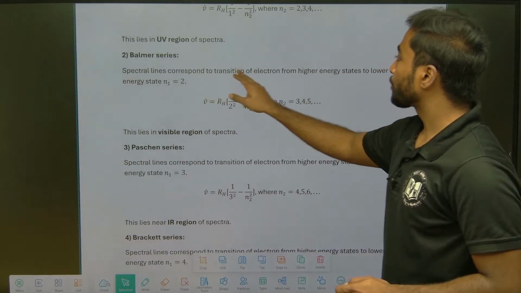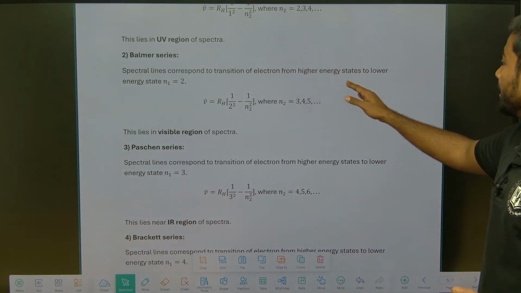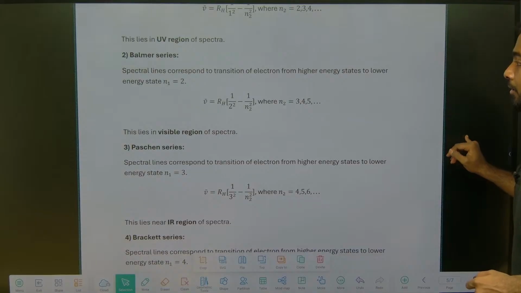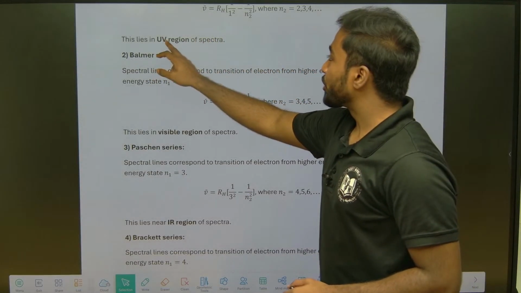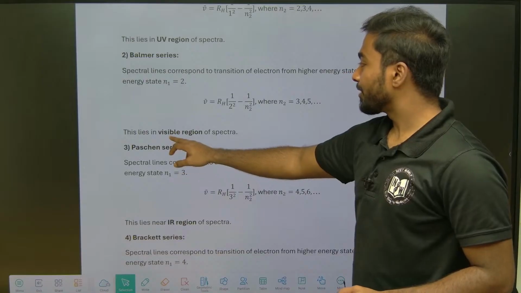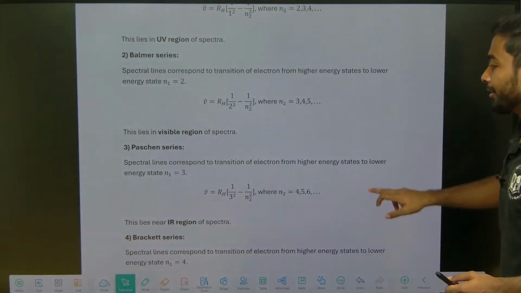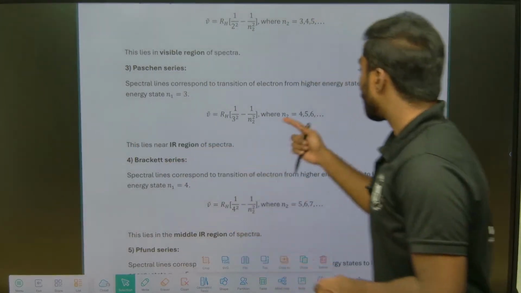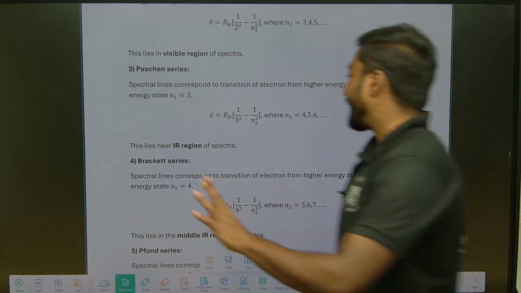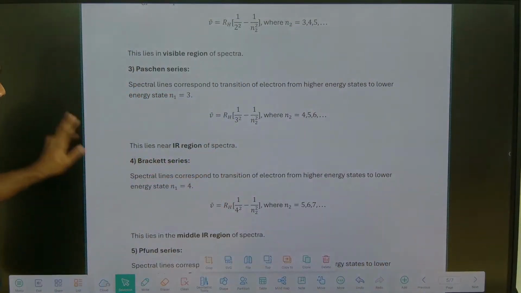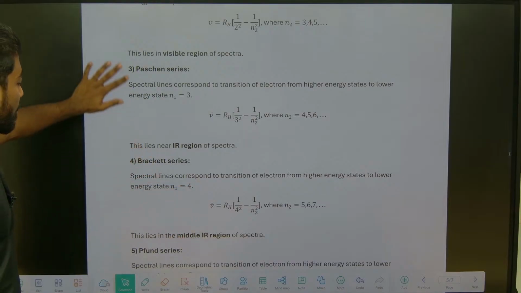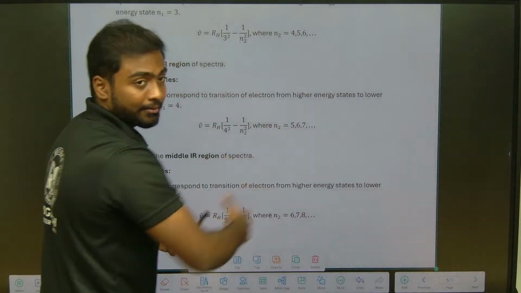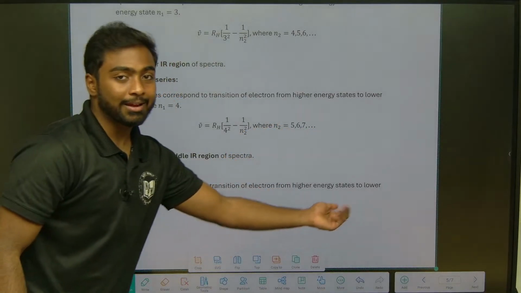Spectral lines correspond to the transition of an electron from a higher energy state to a lower energy state. The Lyman series is in the UV region of the spectrum, and the Balmer series is in the visible region. The Paschen series has n1 equal to 3 and n2 equal to 4, 5, 6 and so on. For the Brackett series, n1 will be 4, and for the Pfund series, n1 will be 5 and n2 will be 6, 7, 8 and goes on.